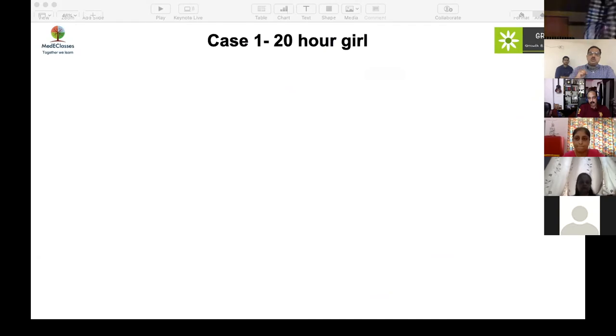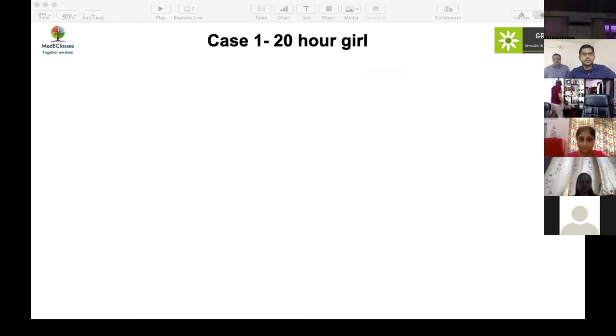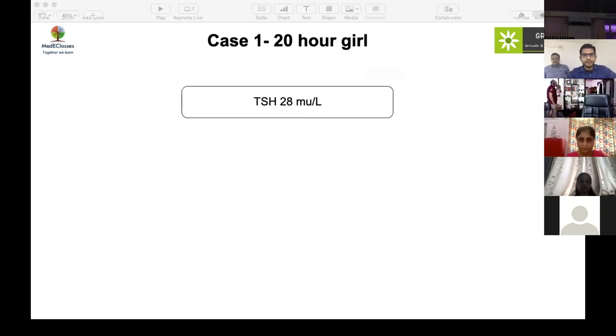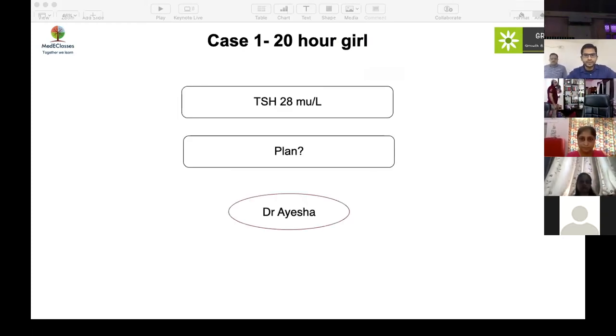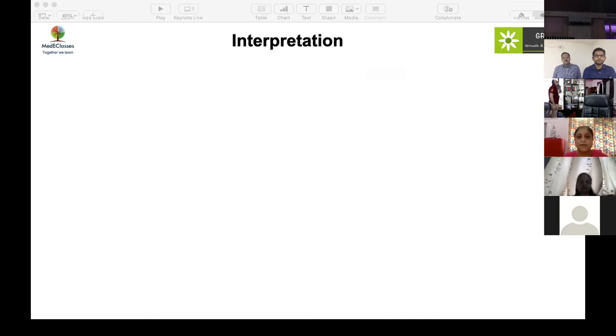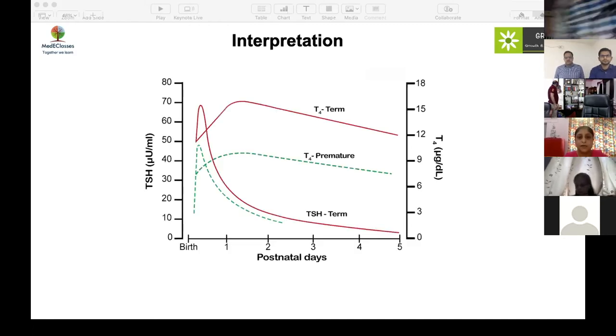Now, once we do screening, we often get confusing results, and we start off with the first case, Pratik, of this 20-day-old girl. So a 20-day-old girl came with a TSH of 28. Now, what was the further plan, ma'am? So, Dr. Aisha, what would you like to do in this case? So, the girl has got a TSH of 28. So, that's quite a significant number.